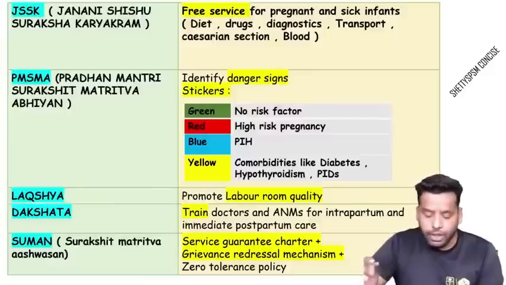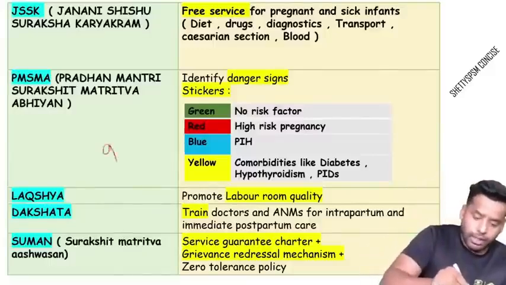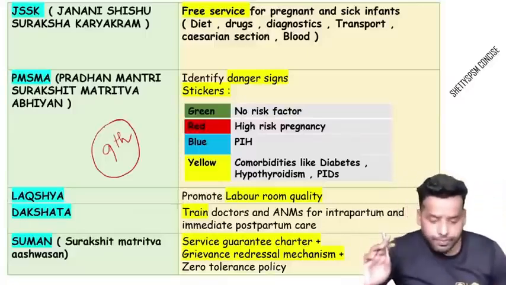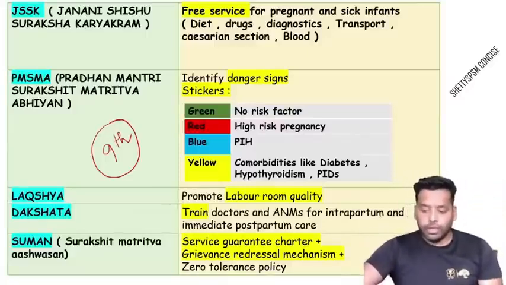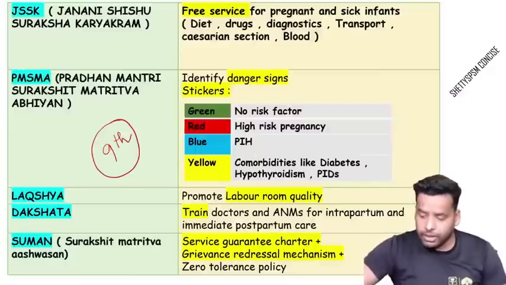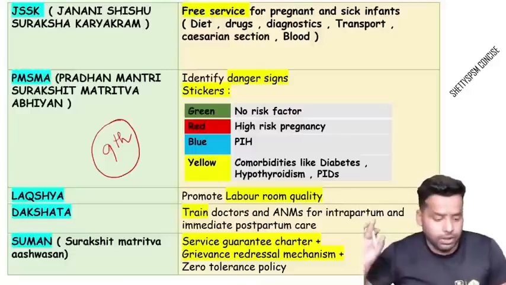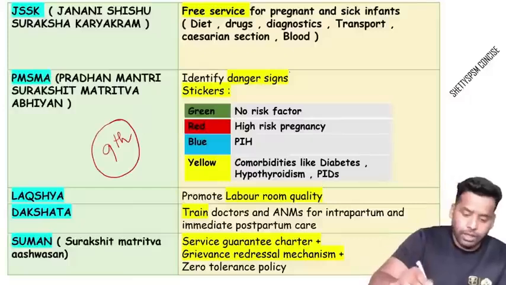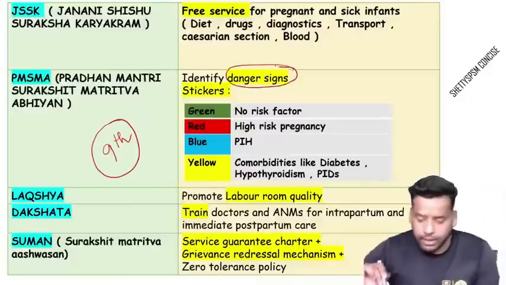On the 9th of every month, there is an antenatal clinic. What is that clinic called? Pradhan Mantri Surakshit Matritva Abhiyan, PMSMA clinics, where we identify danger signs.